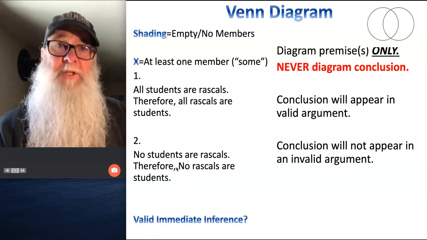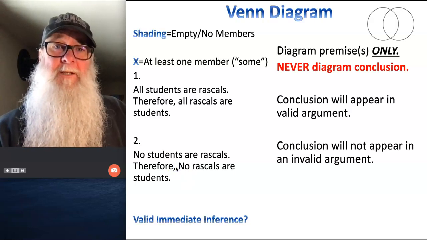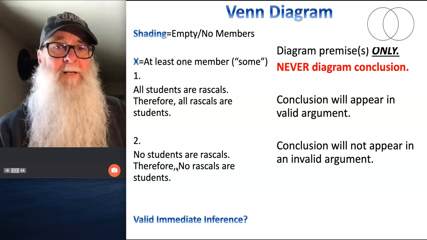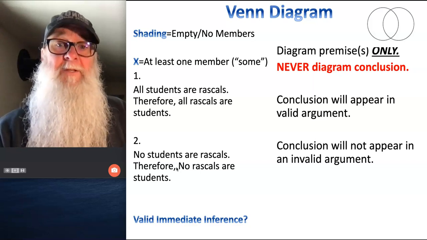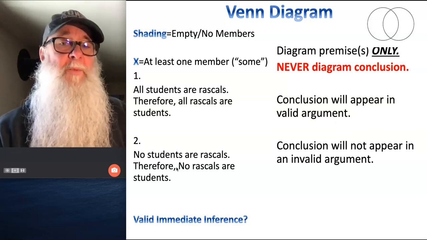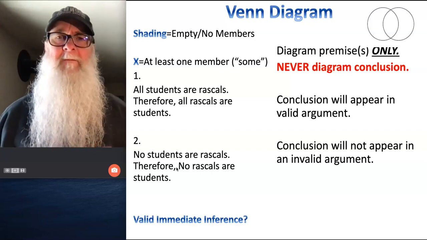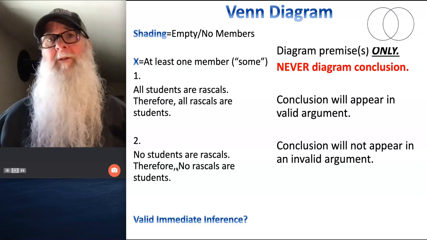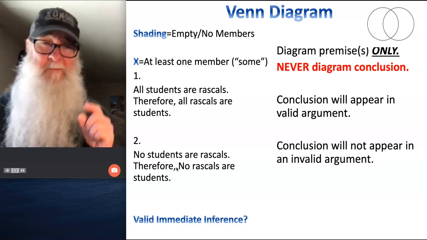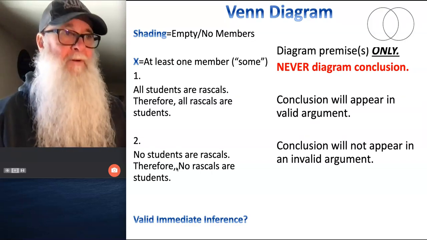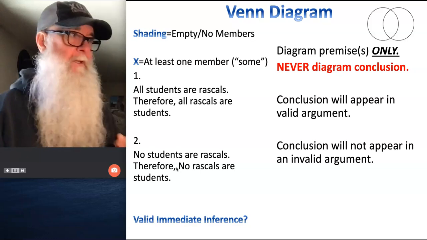All right, so I'm giving you two arguments here. First argument says this: all students are rascals, therefore all rascals are students. Second argument says no students are rascals, therefore no rascals are students. And you're going to determine whether or not these two immediate inferences are valid or invalid by creating a Venn diagram for each. And remember, you're going to diagram the premise statement only, never the conclusion.